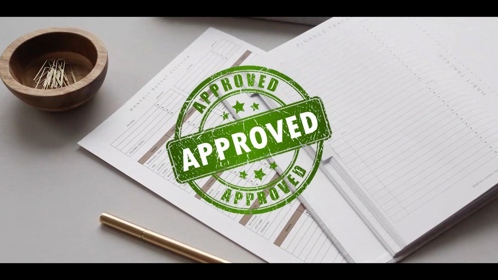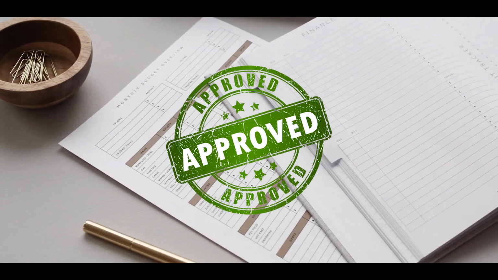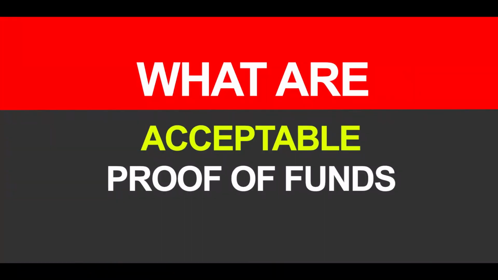So there has to be some proof of funds which has to be sent to the university in a document, right? And they approve those proof of funds, and the moment they are convinced, they will issue you the I-20. So what is the most important thing for you to understand? What are acceptable proof of funds? And that's where this video becomes extremely important.